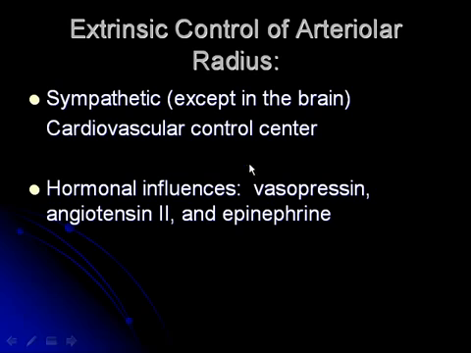Sympathetic, right? Except when it's the brain. Why is it not extrinsic when it's the brain? Because the brain is controlling the brain. What is that called? It's called intrinsic.